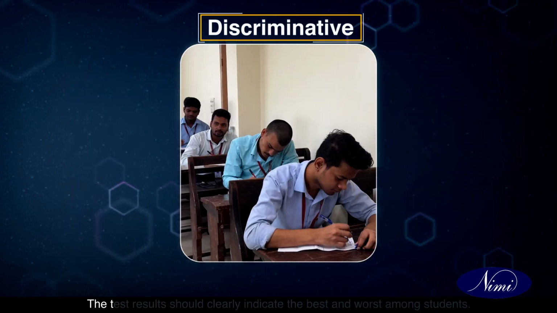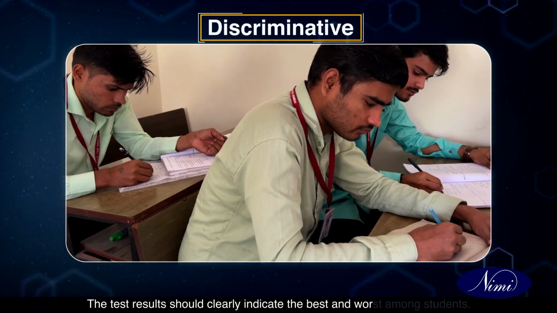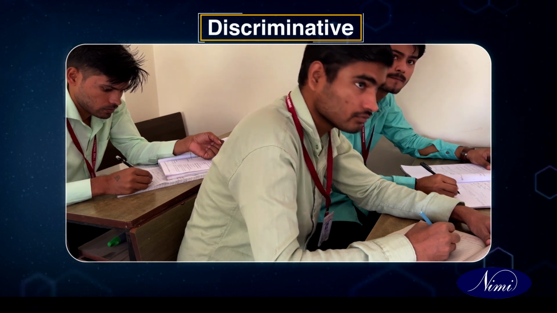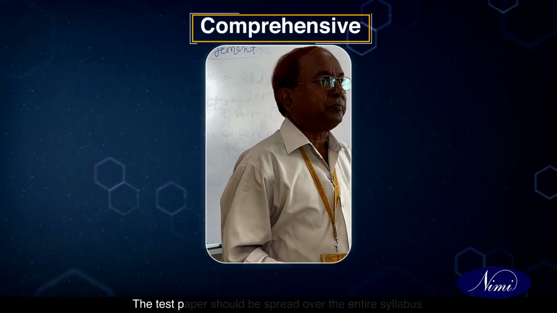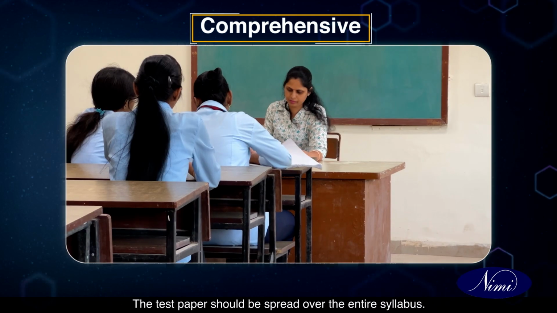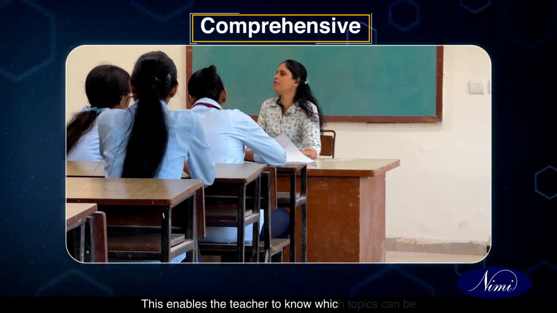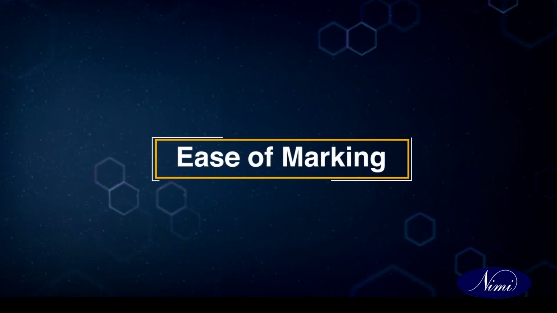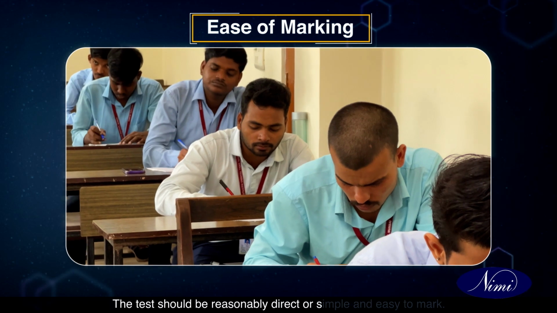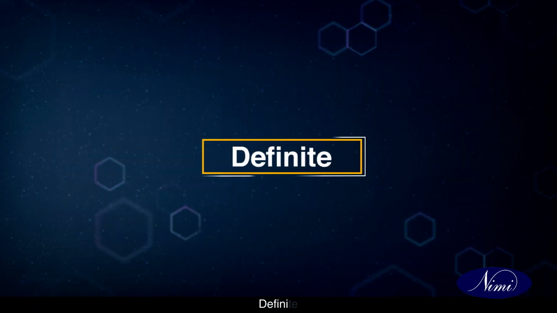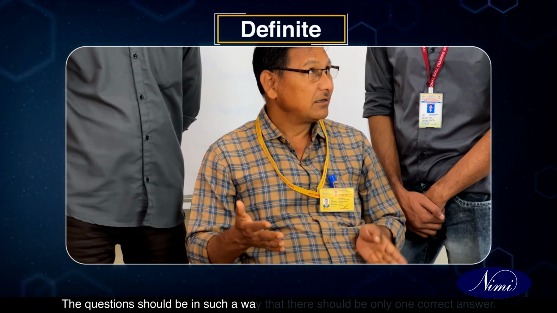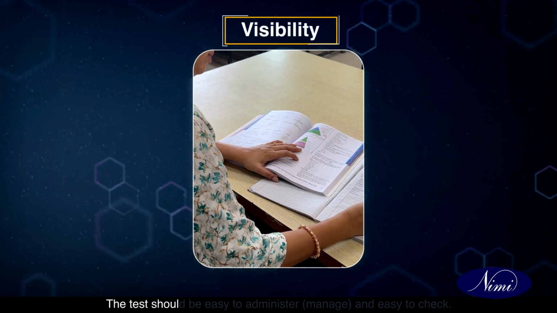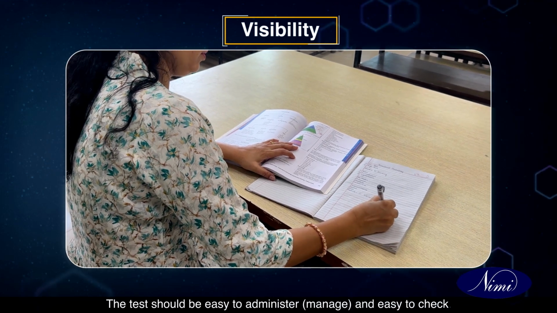Discriminative. The test results should clearly indicate the best and worst among students. It helps the teacher to classify the students in the class. Comprehensive. The test paper should be spread over the entire syllabus. This enables the teacher to know which topics are understood well and which are not. Ease of marking. The test should be reasonably direct or simple and easy to mark. Definite. The questions should be such that there is only one correct answer. Visibility. The test should be easy to administer, manage, and check.